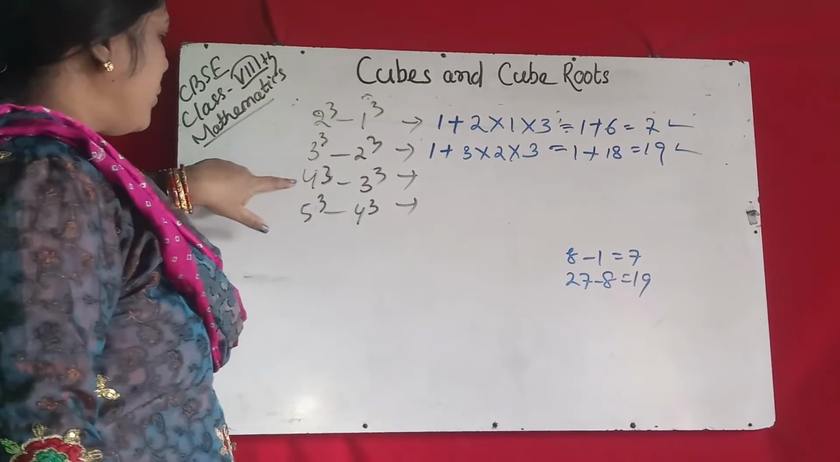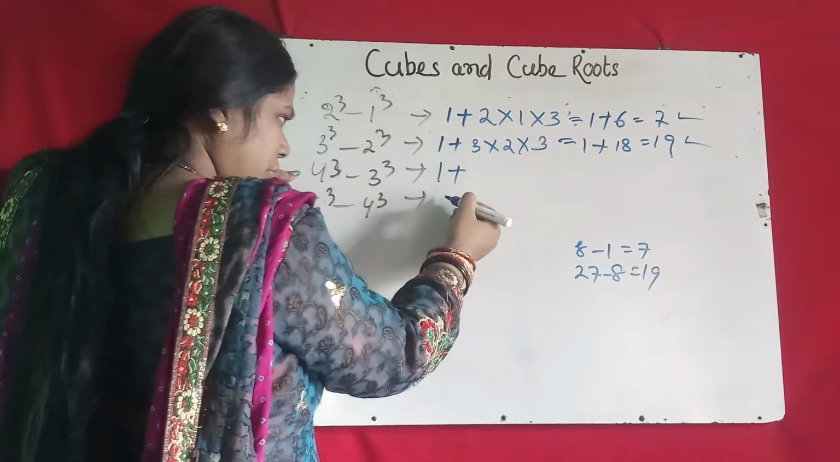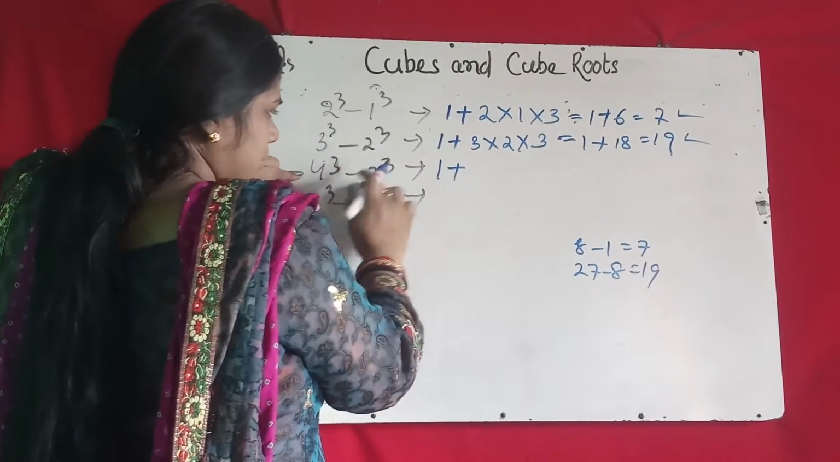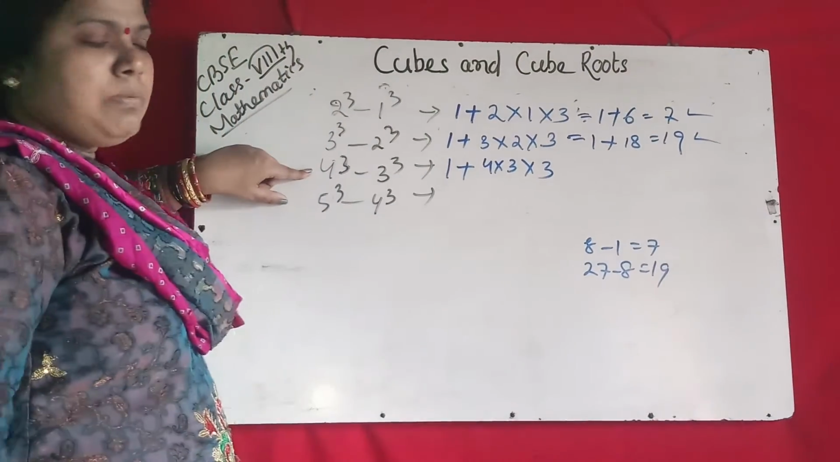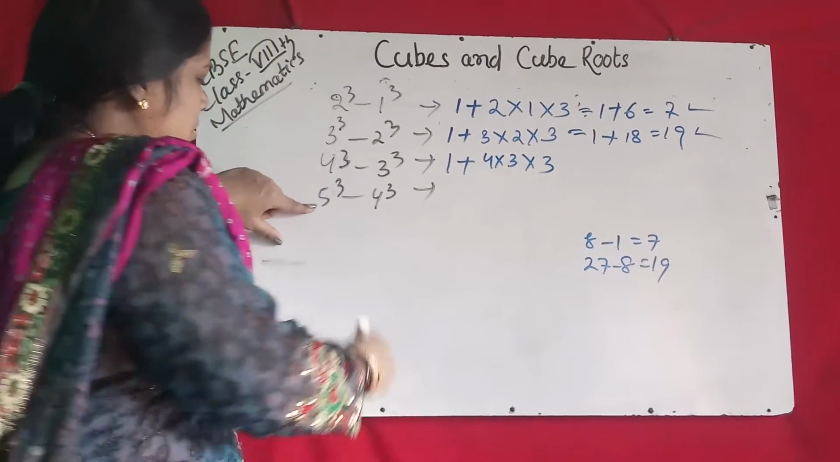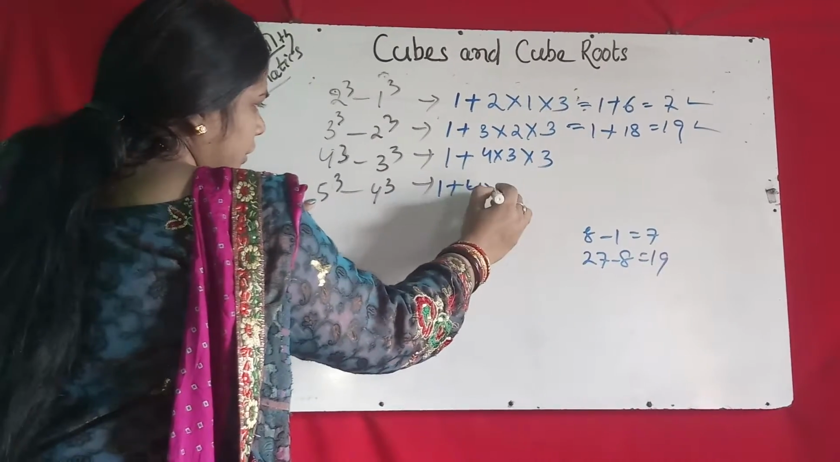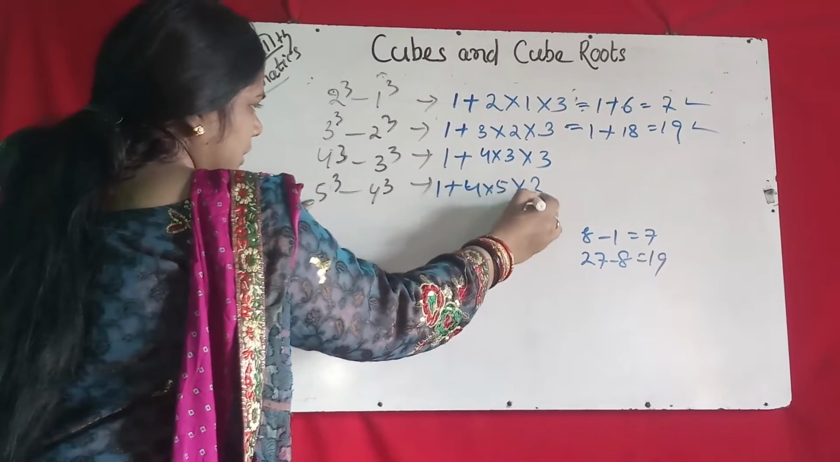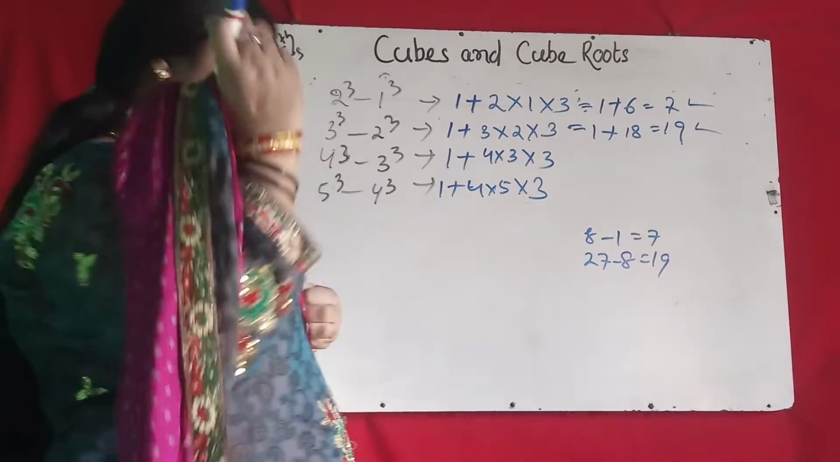So suppose 4 cube minus 3 cube. So 1 everywhere, plus, then what numbers are given? 4 into 3, again also 3. Multiply, you get the answer. Here also 1 plus these two numbers, 4 into 5 into 3. You will get the answer. This is the formula. Okay.